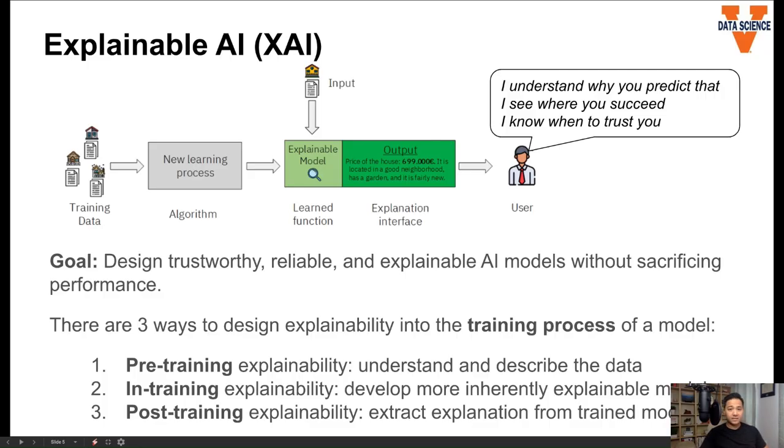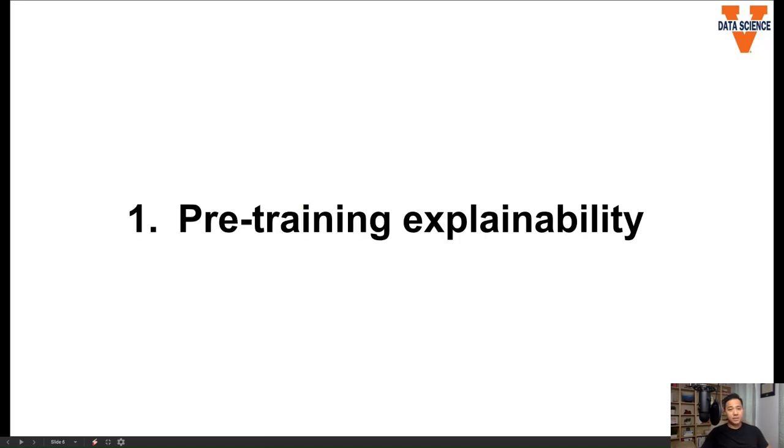So we're going to visit these three ways to design explainability. Number one, pre-training explainability. We're going to look into the data rather than the model in this case.